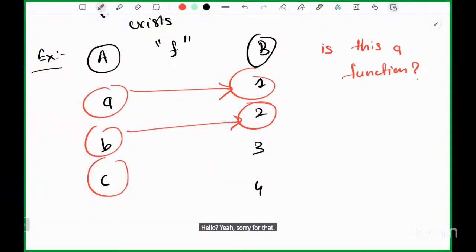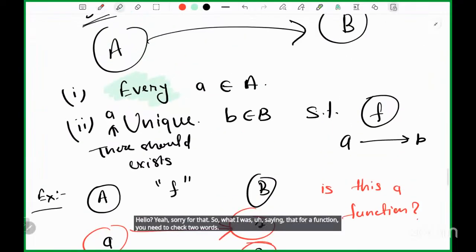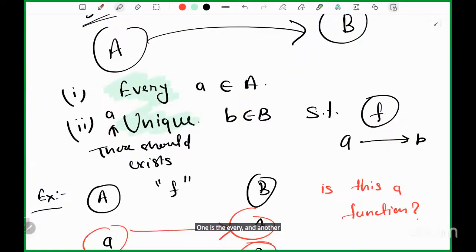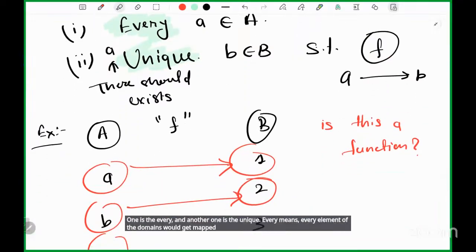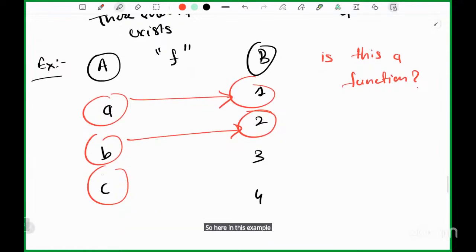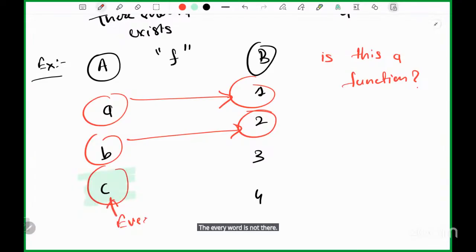So, what I was saying is that for a function, you need to check two words. One is every and another one is unique. Every means every element of the domain should get mapped to somewhere. So here in this example, you can observe that C does not have an output, right? So here the every word is not satisfied, so that means it's not a function. Is that clear?